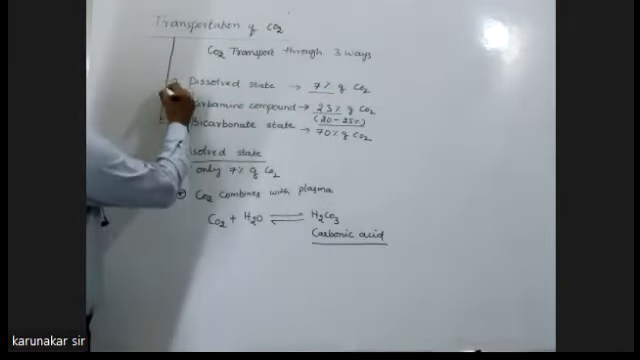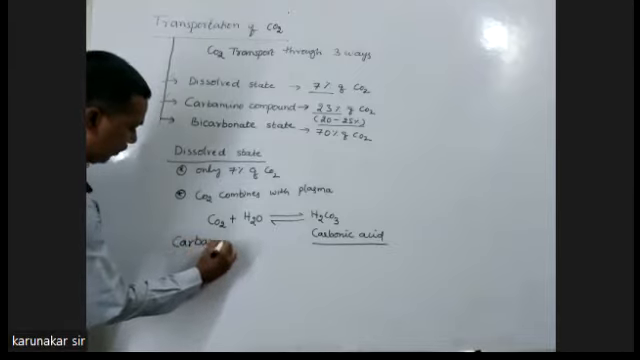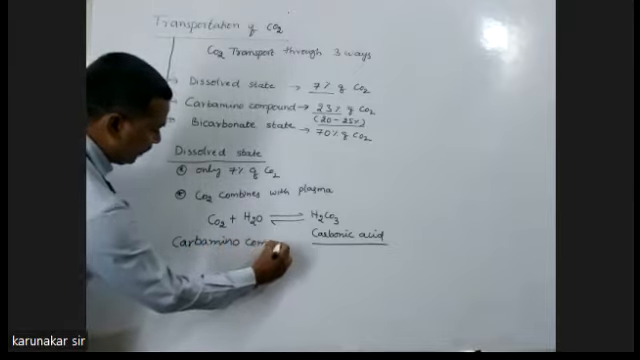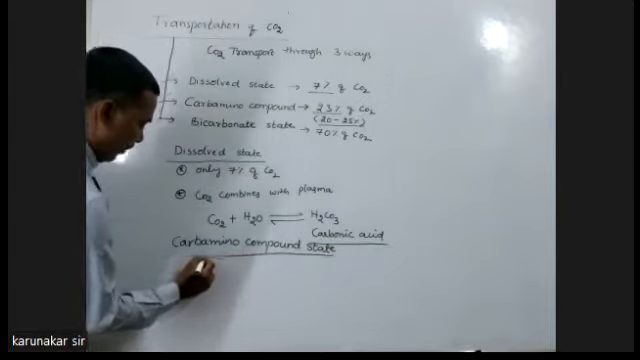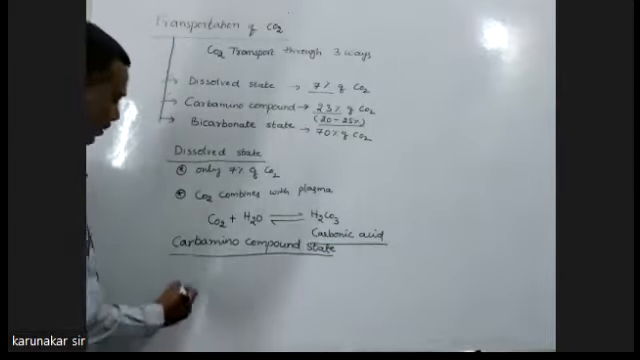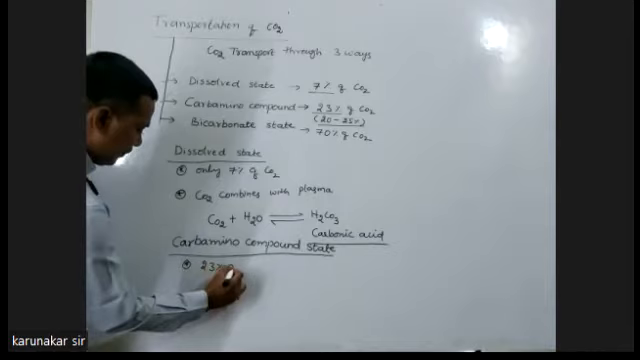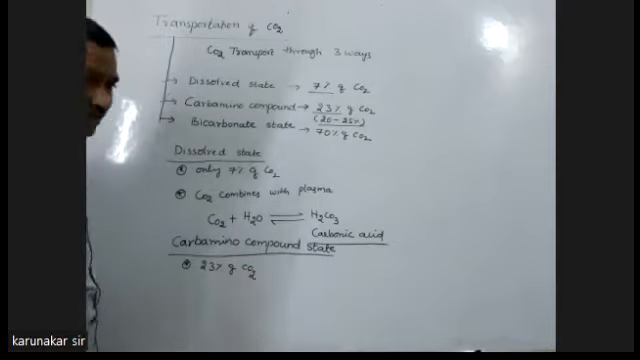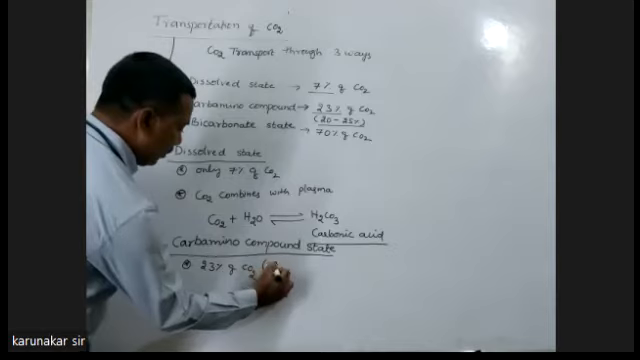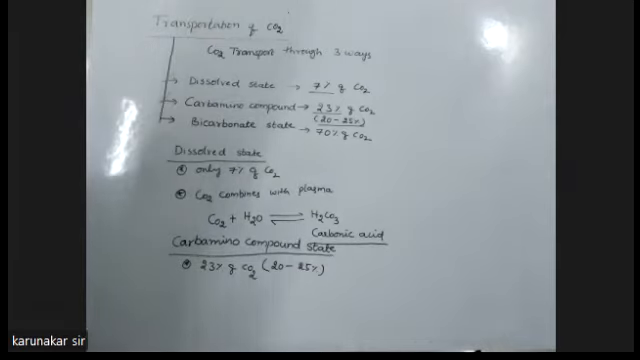Next, carbamino compound state. Just now we discussed that actually 23% of carbon dioxide is transported through this method, and it may average between 20 to 25%.